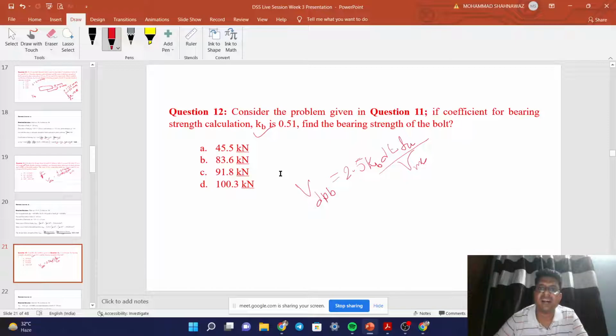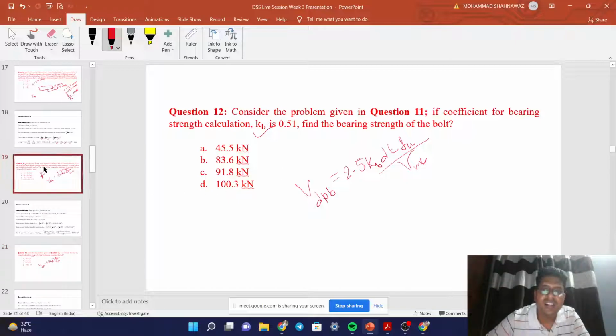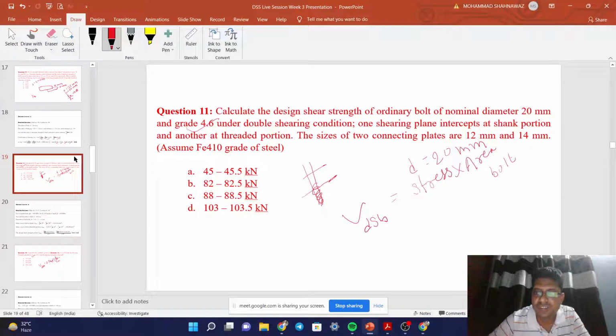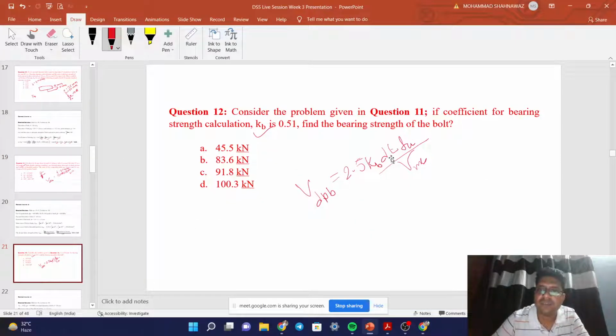The Kb value is given here as 0.51. The value of d from the earlier question we know is 20 mm, and the two connecting plates are 12 mm and 14 mm. So the thinner plate is 12 mm and the thicker plate is 14 mm. So what is the value of t? Whether we will take it as the thinner plate or the thicker plate?